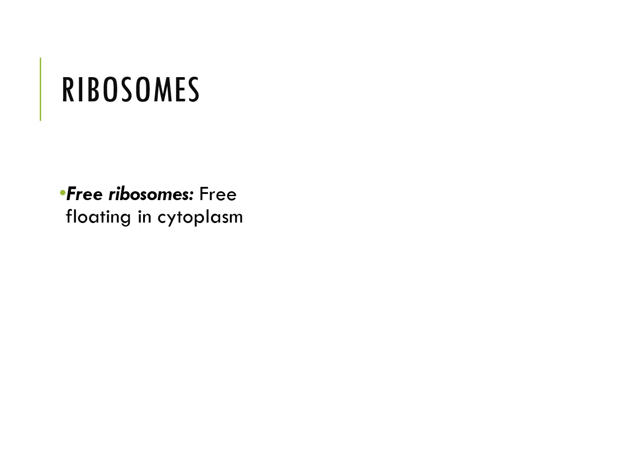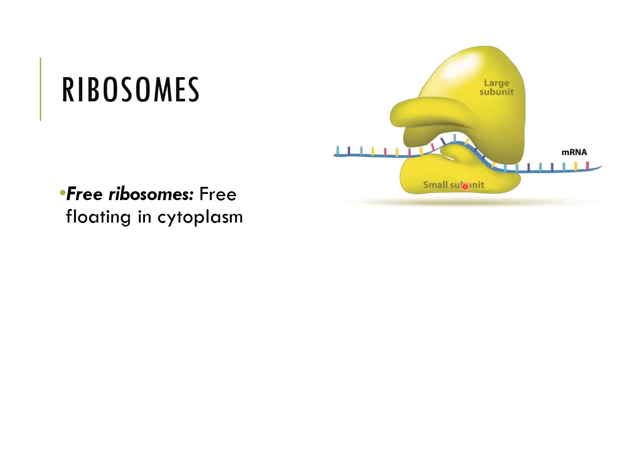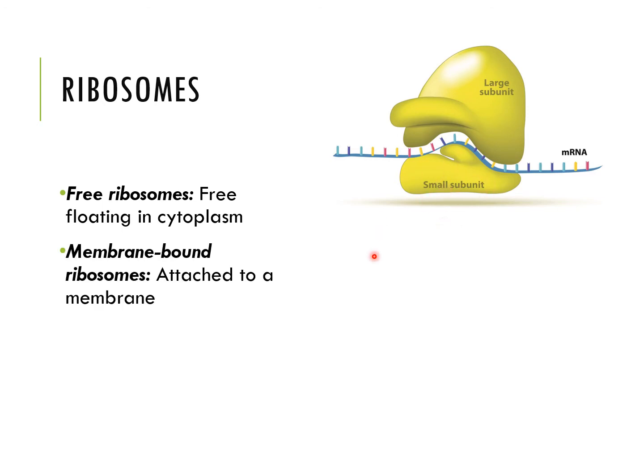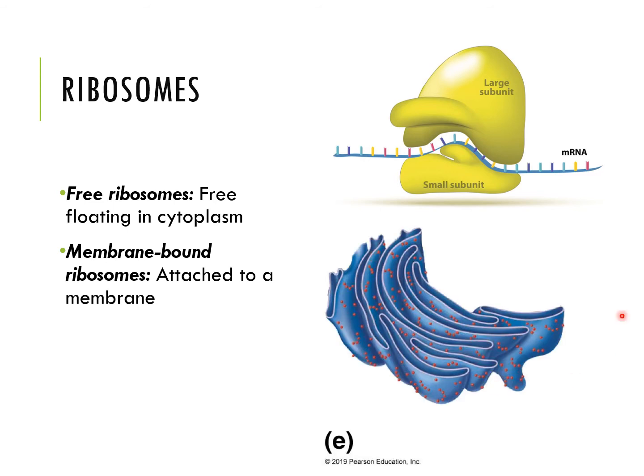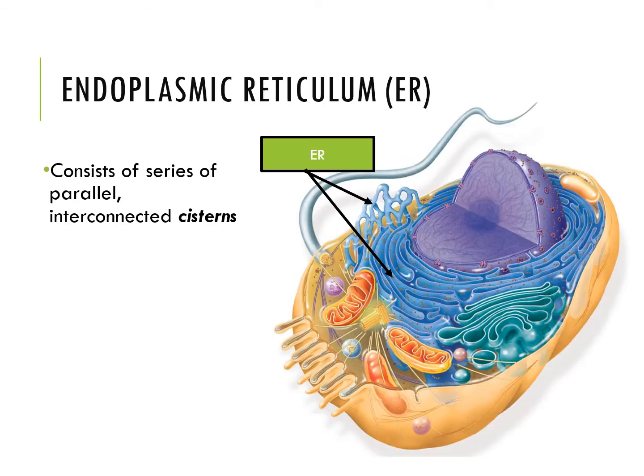So free ribosomes, they're free floating in the cytoplasm. Here you can see a ribosome. You have a larger subunit with a smaller subunit. Then you have some that are attached to the endoplasmic reticulum. So the endoplasmic reticulum, we also call it the ER, consists of parallel interconnected cisternae. So like I called the cristae in the mitochondria, so you have these folds. The ER has it as well. So it kind of looks like a big stack of pancakes going on.